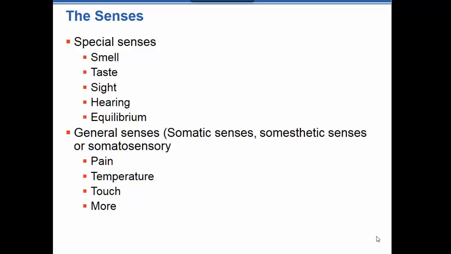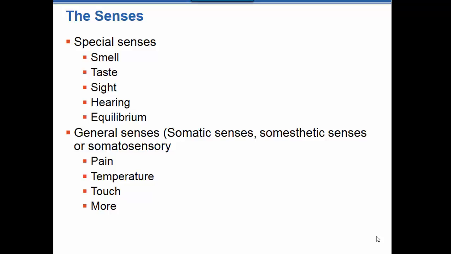So when it comes to human senses, we can separate them into two categories: special senses and general senses. The special senses include smell, also known as olfaction, taste, which is also known as gustation, sight, hearing, and equilibrium. The general senses, which are also called somatic senses, somesthetic senses, or sometimes just referred to as somatosensory, include pain, temperature, touch, and there are a few others that would belong to this category.